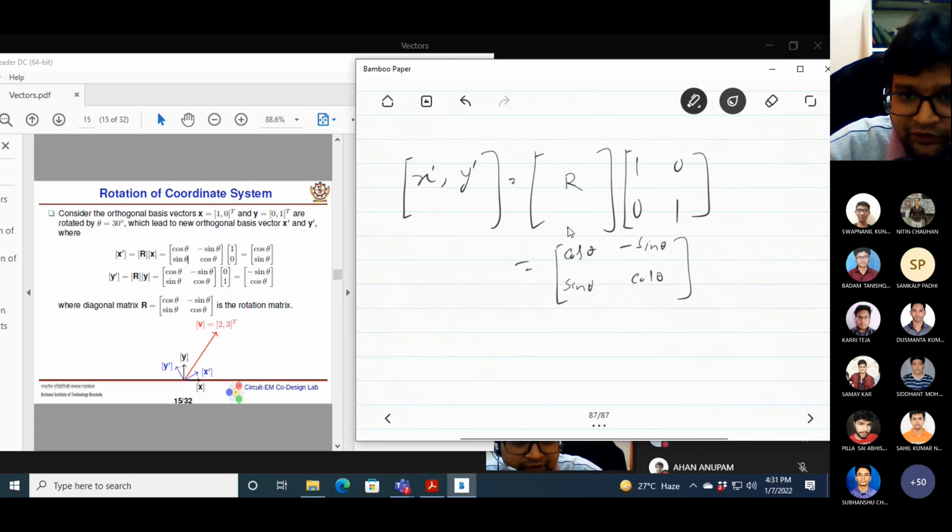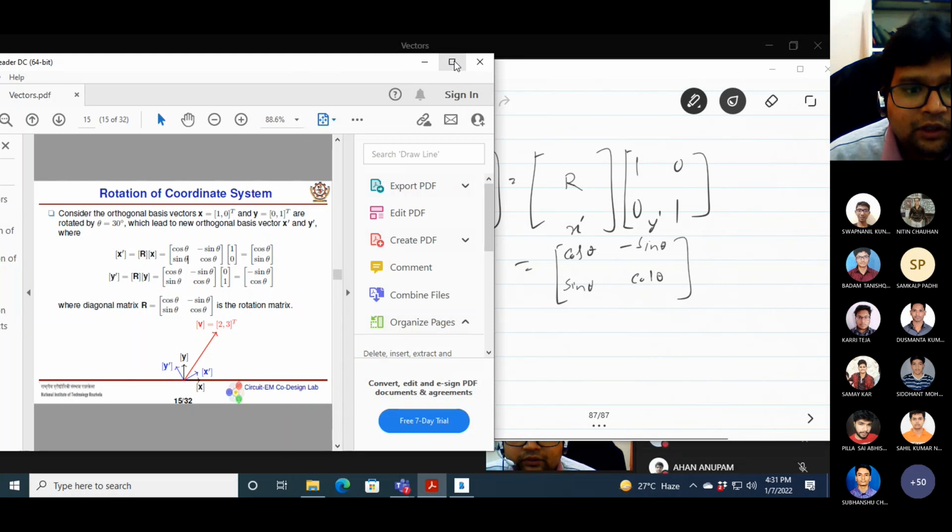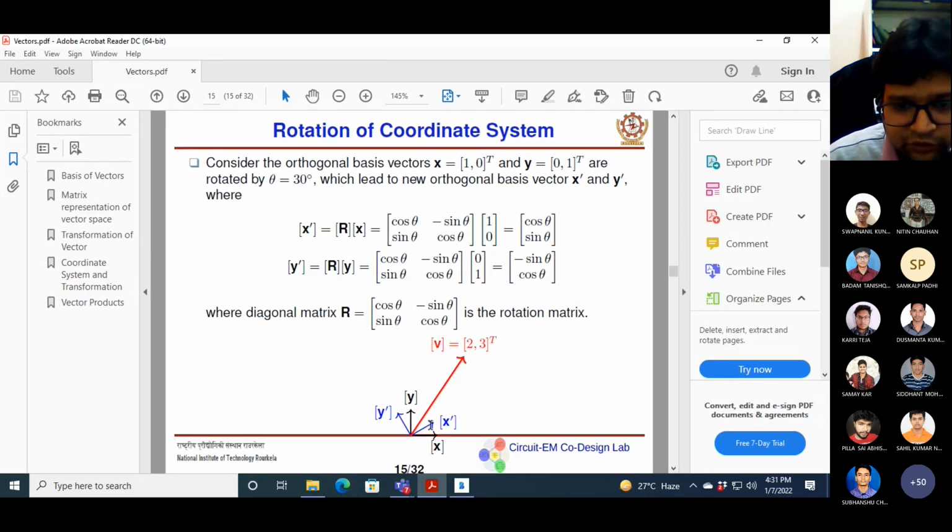Now you can see, this is my x prime and this is my y prime vector. Here you can see why it is cos theta and sin theta. Take the component in the x direction. This angle is theta, so the projection of x prime on the x direction is cos theta. Similarly, the projection of x prime in the y direction is sin theta. So that's why it is cos theta, sin theta.